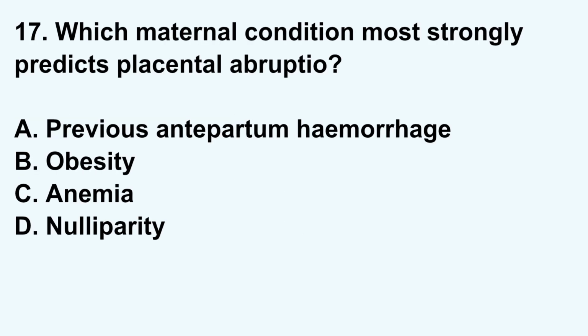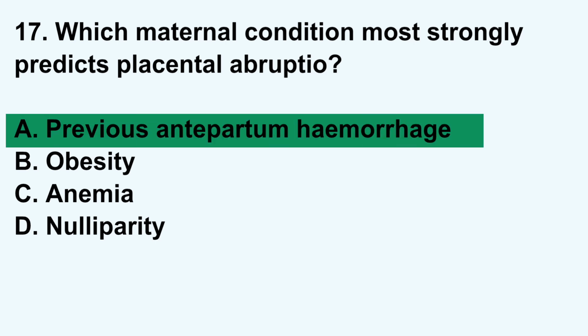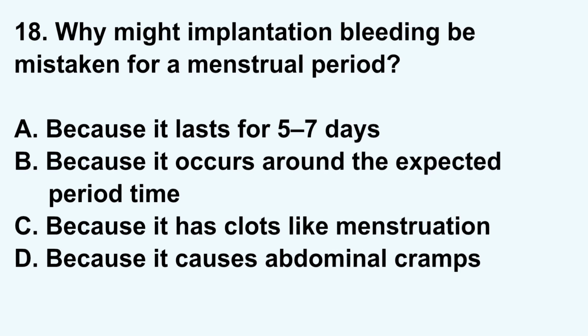Which maternal condition most strongly predicts placental abruptio? A. Previous antepartum hemorrhage. B. Obesity. C. Anemia. D. Nulliparity. Correct answer, A. Previous antepartum hemorrhage.